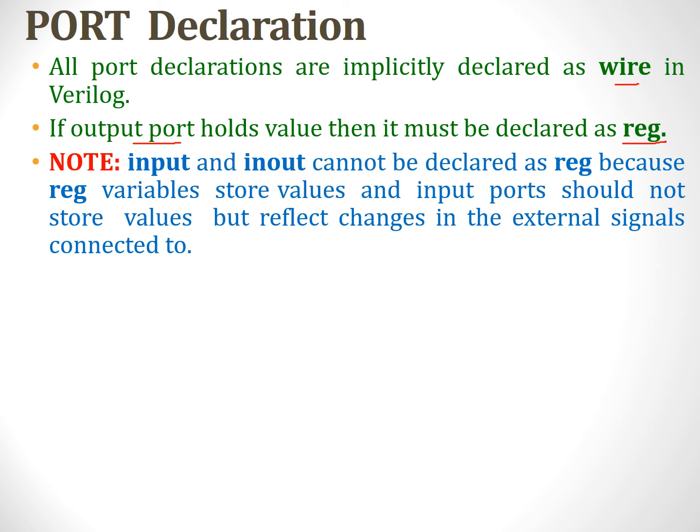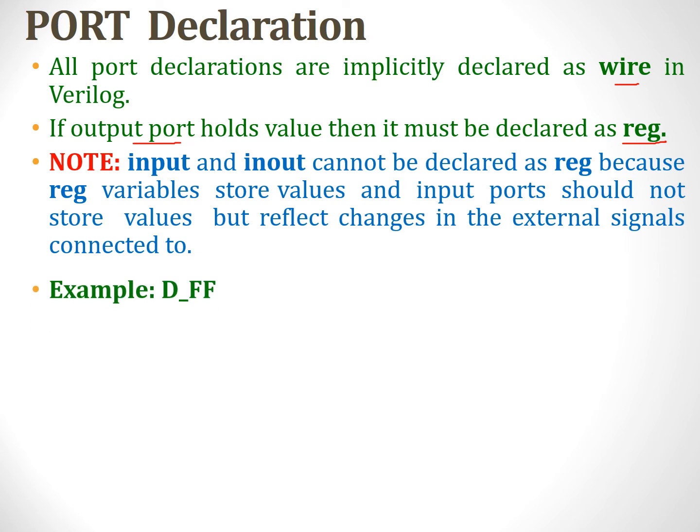Very importantly, input and inout variables cannot be declared as a register, because register variables can store values, and input ports must not store values, but they must reflect the changes in the external signals. So if you are connecting a port to an input signal, that input constantly keeps changing. So if you want something to change, you should not declare it as a register. So input and inout must be as wire, whereas output must be as register. These rules are for the design block, not the stimulus block.